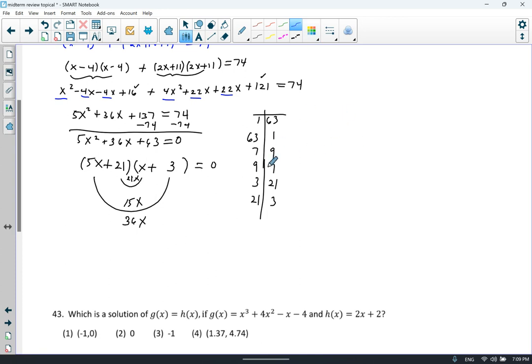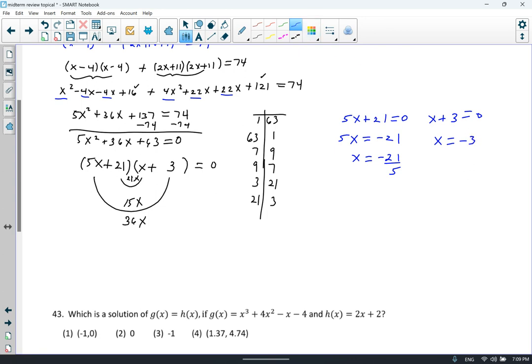I'm going to come over to the right-hand side where I have a little more room. And I'm going to set each of these factors equal to 0 and solve for x. So I have 5x is equal to negative 21. Divide both sides by 5, and I get x is equal to negative 21 over 5. On this side, I again set the linear factor equal to 0 and solve, and I get x is equal to negative 3. But you're not done.